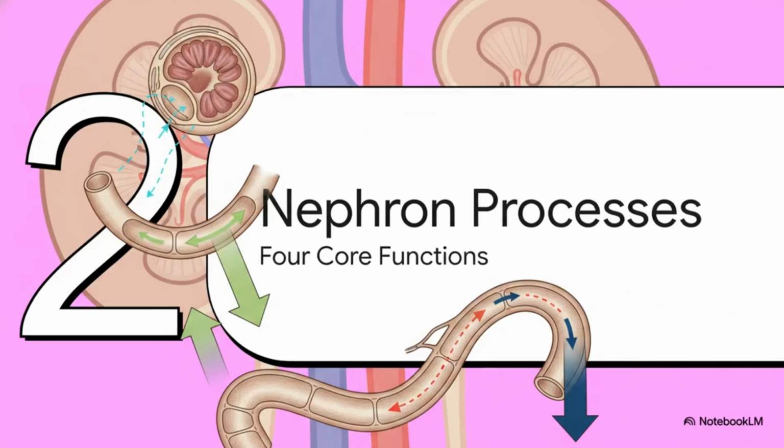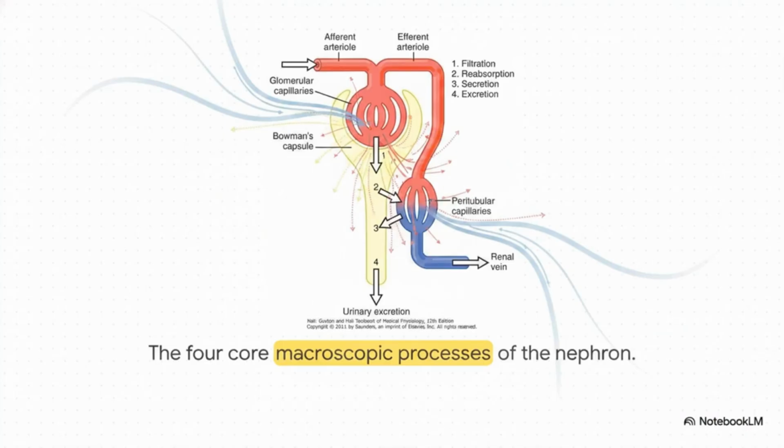Moving right along to Section 2, the 4 core nephron processes. All right, so every single substance the kidney handles goes through some combination of 4 core processes. Step 1 is filtration, right? That's fluid moving from the glomerular capillaries into Bowman's capsule. Step 2 is reabsorption. Think of this as a massive reclamation project where all the good stuff, the essential substances, moves from the tubular fluid back into the peritubular capillaries.